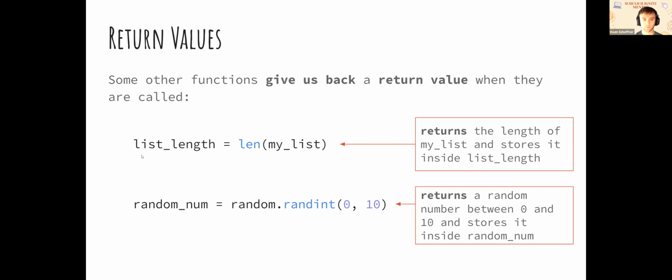So you can see that we're setting a variable to the length of my list, and list length will be an integer value once this code has run. You can see also here we have random number is equal. If you remember, we talked about random. This will be a random integer between 0 and 10. So those are return values. That's how you use a function to set a variable to a value, or use the return value from a function, I should say. That's one way to use it.